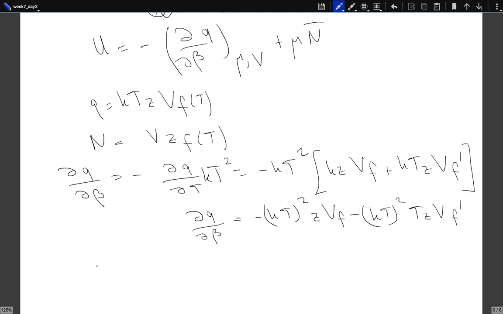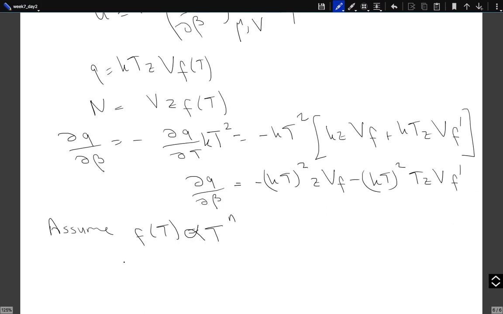Let's assume a simplification. Let's assume f of T is just T to some power n. It's proportional to that. In the ideal gas that we had studied, this was actually indeed the case. So f prime is just n times f over T. So this is the simplification I will get.